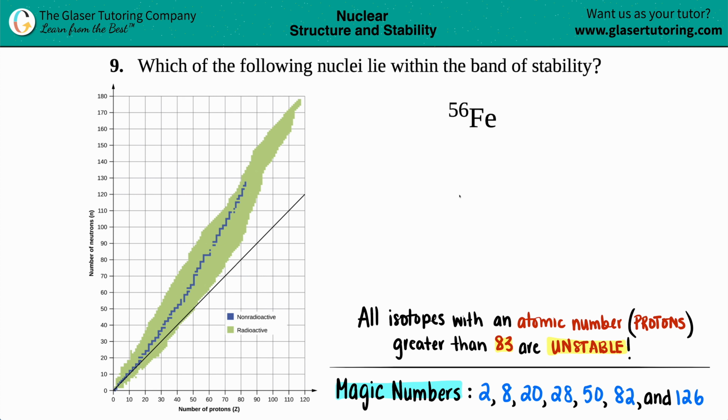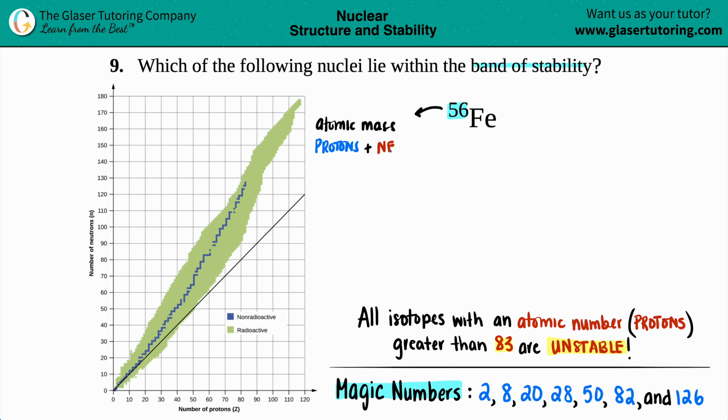Number 9, which of the following nuclei lie within the band of stability? And then we have iron 56. So we have Fe, which is iron, with a 56 at the top, right? And 56, always the number at the top, is always going to be your atomic mass. Now, atomic mass, the two subatomic particles that are in atomic mass are your protons, and you got some neutrons in there as well.